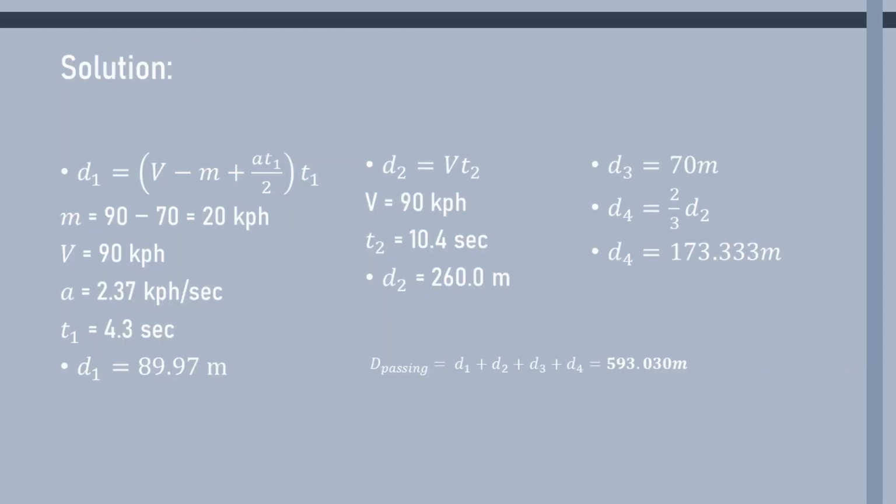To solve this problem, we first have to understand the formula for the passing sight distance, which is d1 plus d2 plus d3 plus d4, where d1 is the distance traveled during the perception reaction time to the point where the vehicle just enters the left lane. D2 is the distance traveled while the passing vehicle occupies the left lane. D3 is the distance between the passing vehicle at the end of its maneuver and the opposing vehicle. And D4 is the distance traversed by an opposing vehicle for 2/3 of the time the passing vehicle occupies the left lane. It is usually 2/3 of D2.